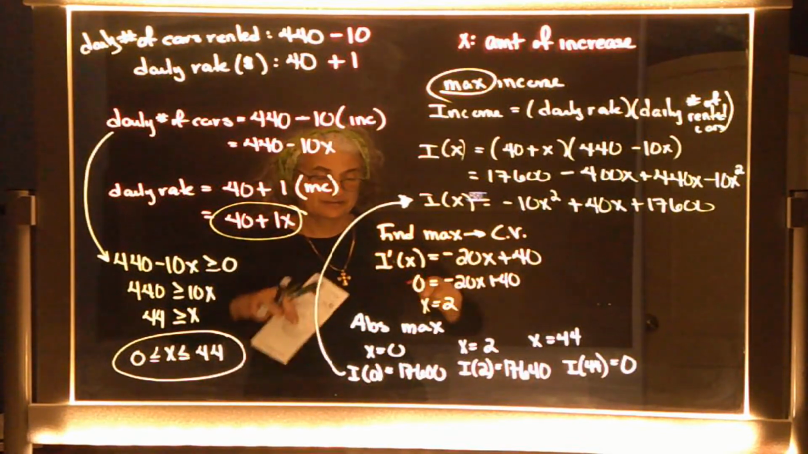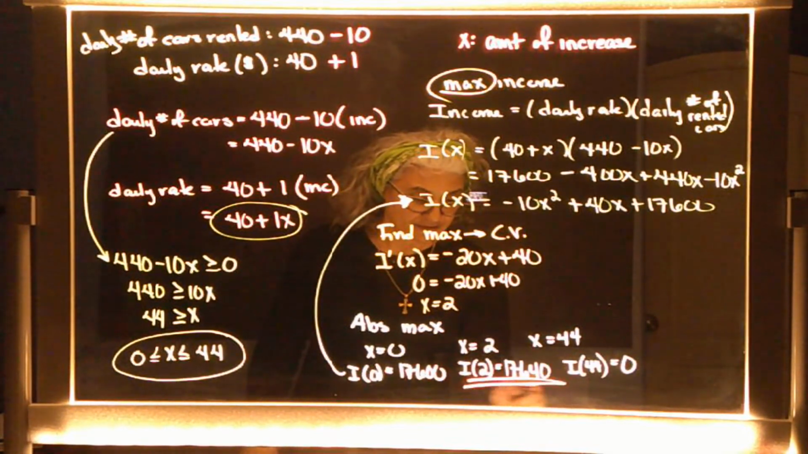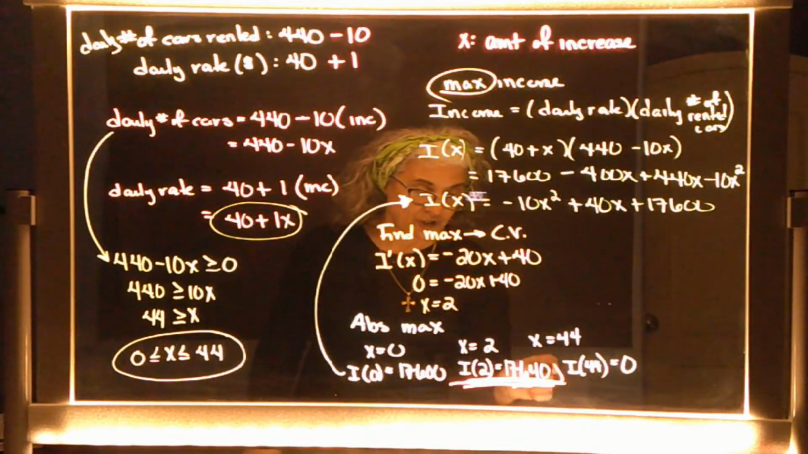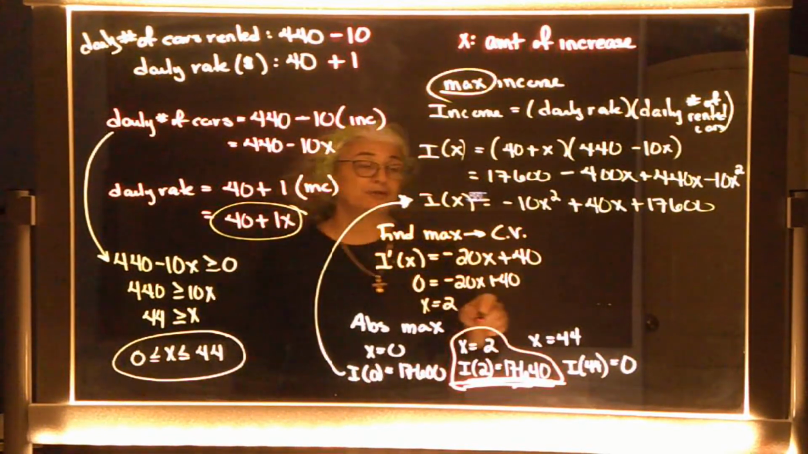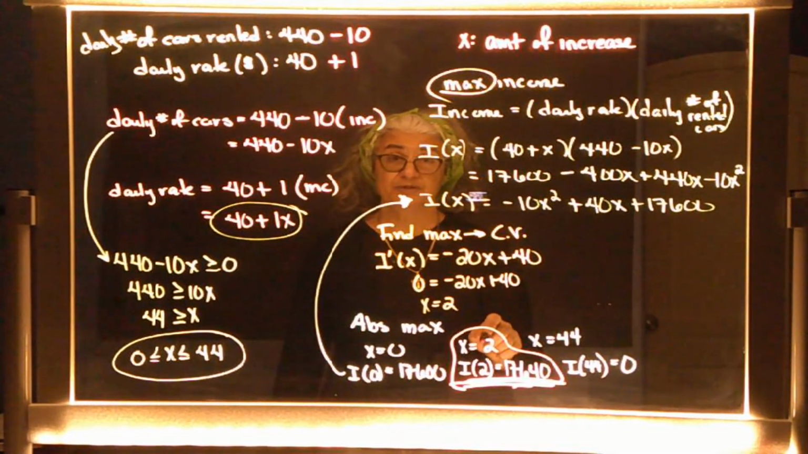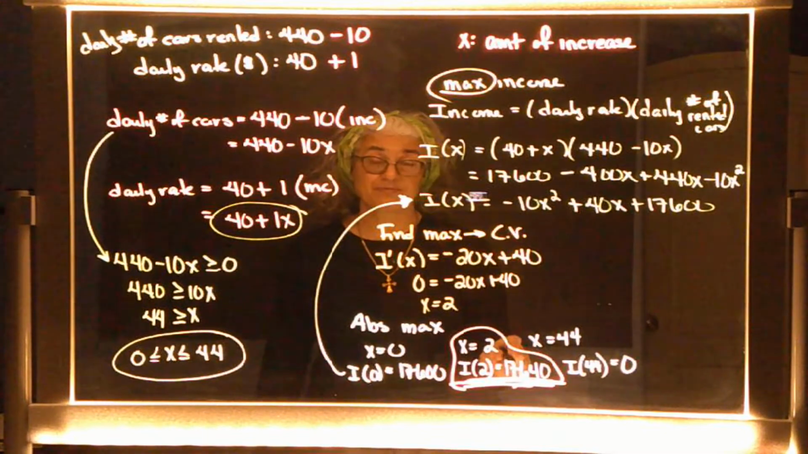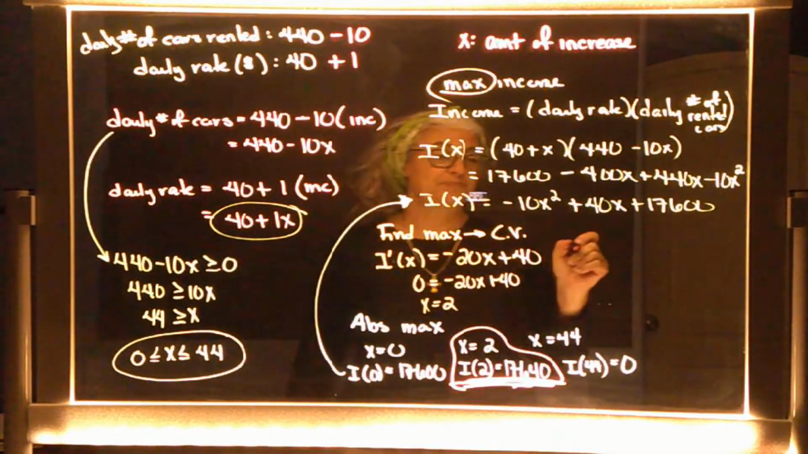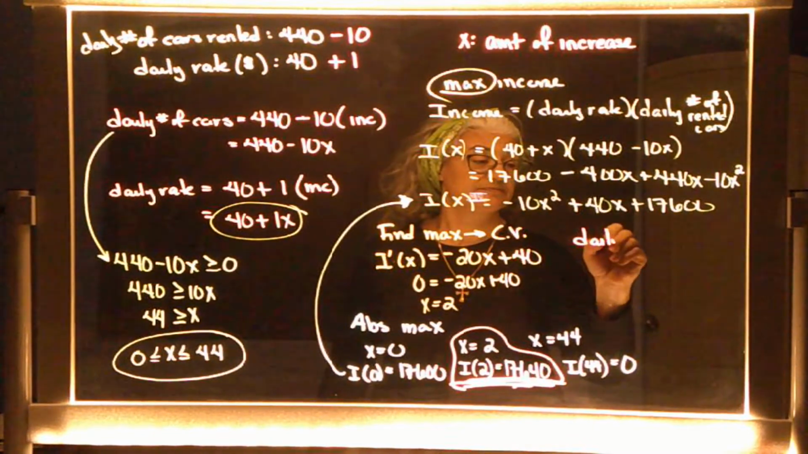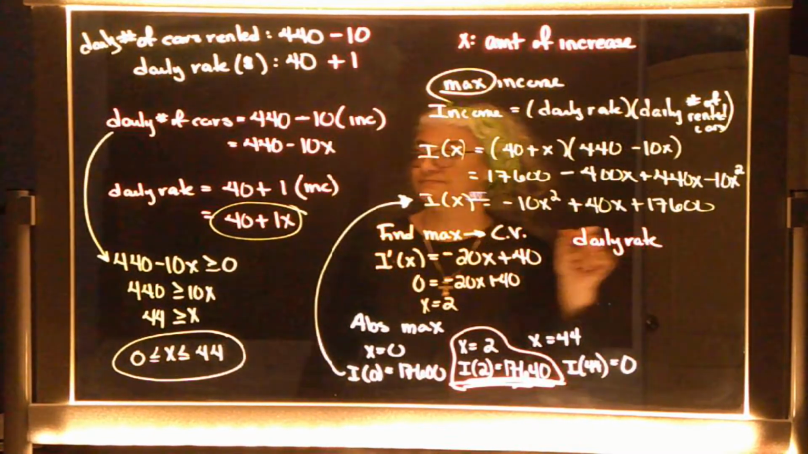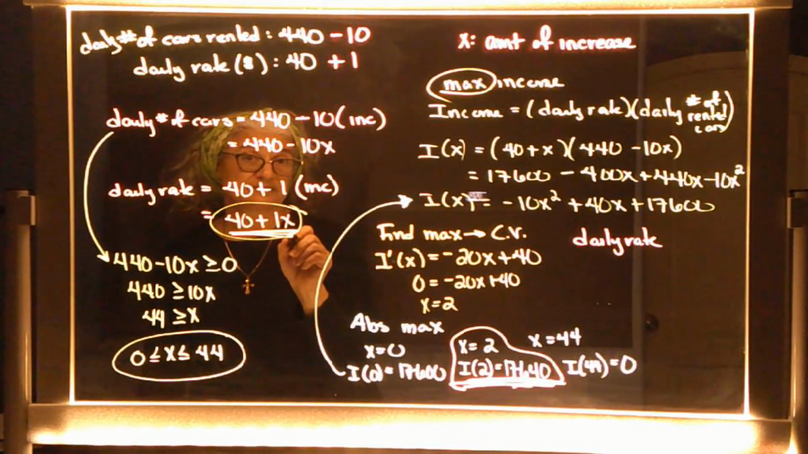Okay, so what does this mean then? This means, here's the largest income, which means I should increase by 2 at the most. With me? I should increase by 2 at the most in order to maximize my income. So that means your daily rate is 40 plus 1x.